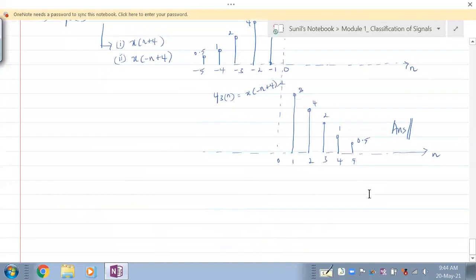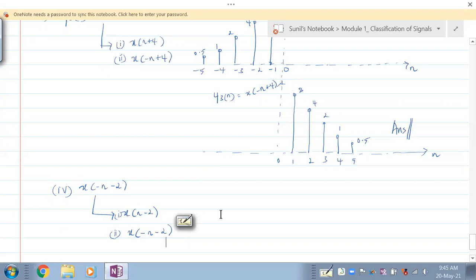Now, what is the fourth one? The fourth one is x of minus n minus 2. So the precedence rule tells you that you need to have x of n minus 2 first, and then you take the reflection of that, that is x of minus n minus 2. Okay, so you can do this yourselves.